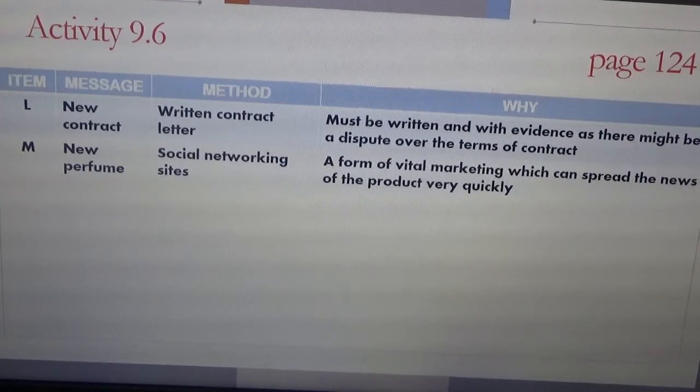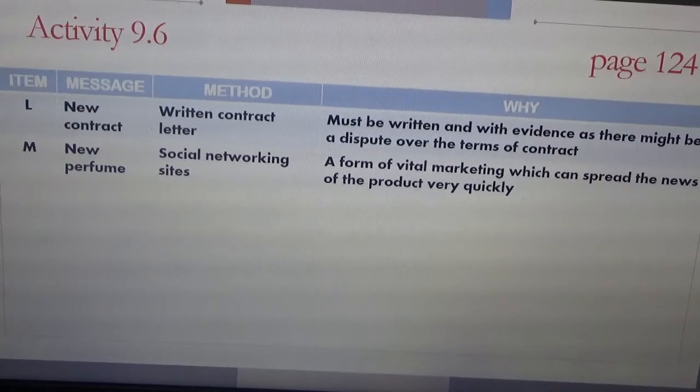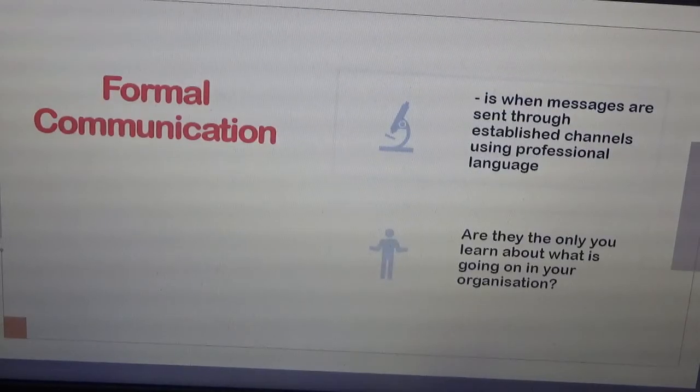Okay, so we will try to go to the barriers of communication, but for a little introduction, let's revise formal and informal communication. Formal communication is when messages are sent through established channels using professional language.